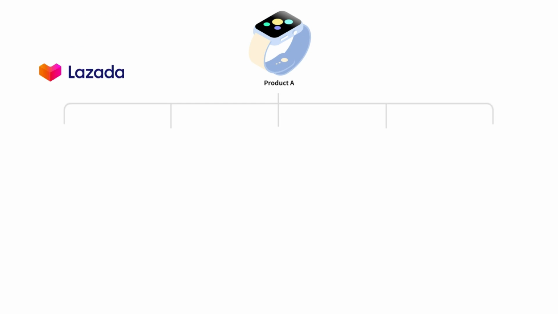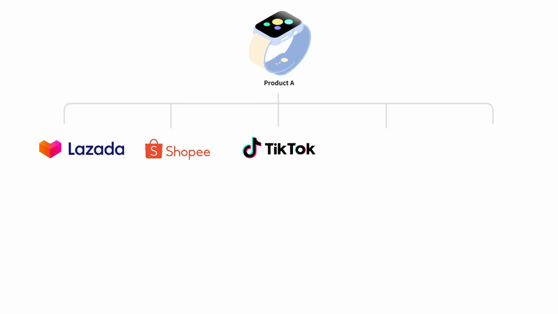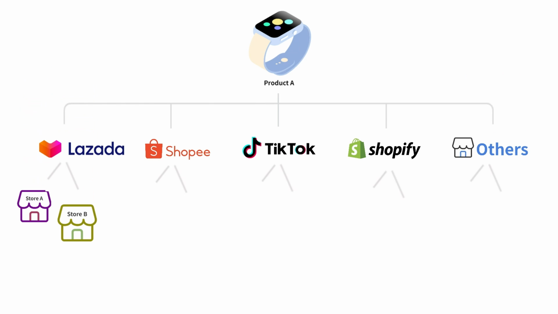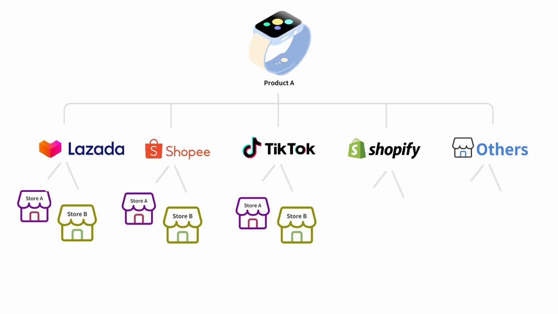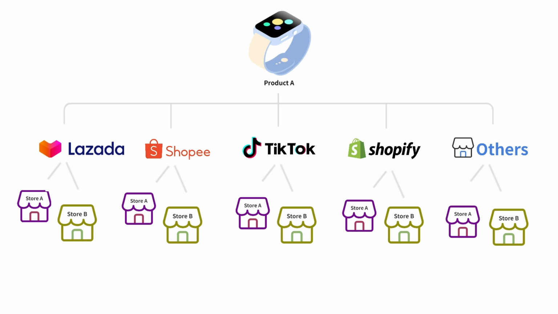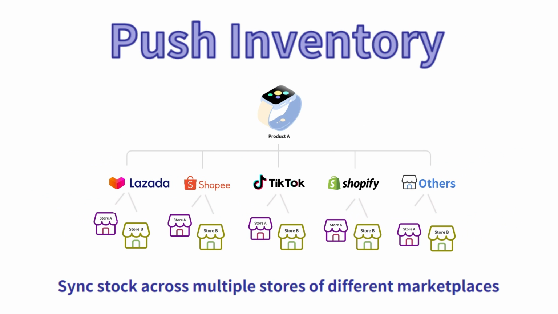Hello, big sellers. Are you selling the same products in multiple stores of multiple marketplaces? It must be inconvenient for you to manage the stock by landing on multiple seller centers. Try the push inventory feature in BigSeller to sync your stock to different seller centers.